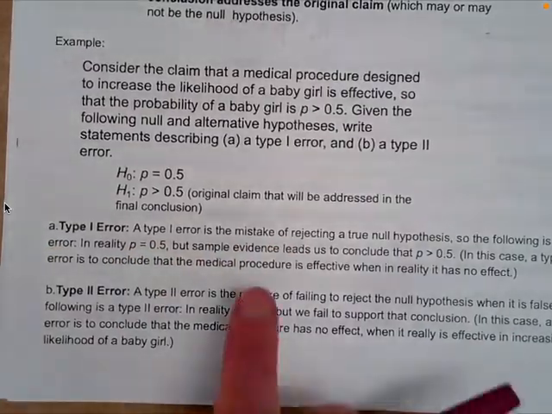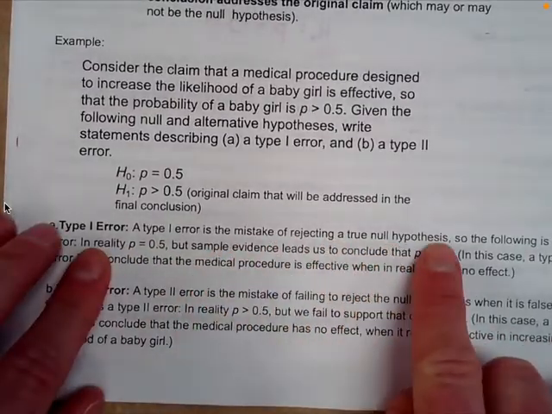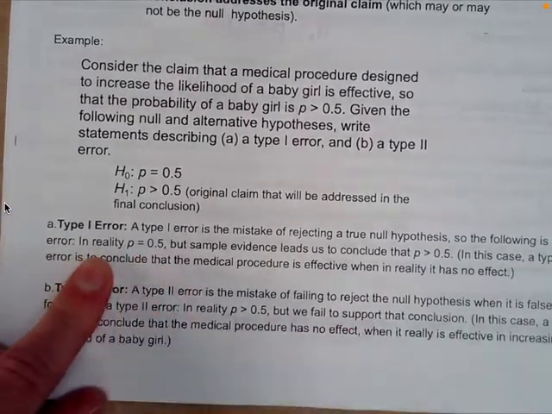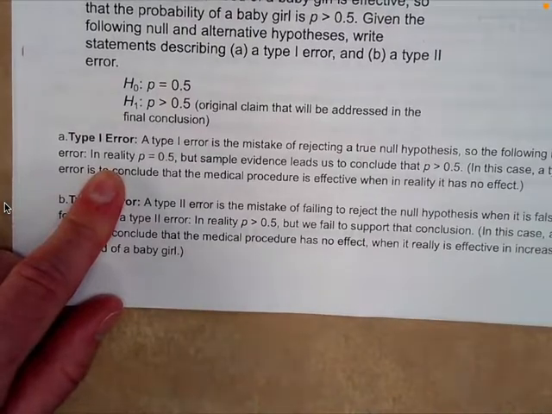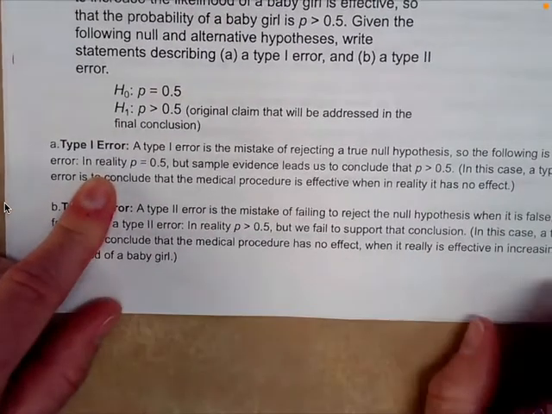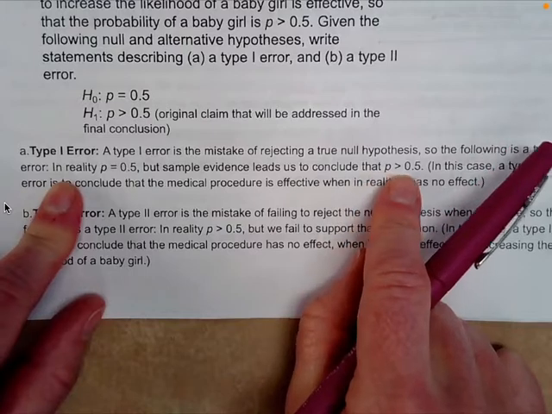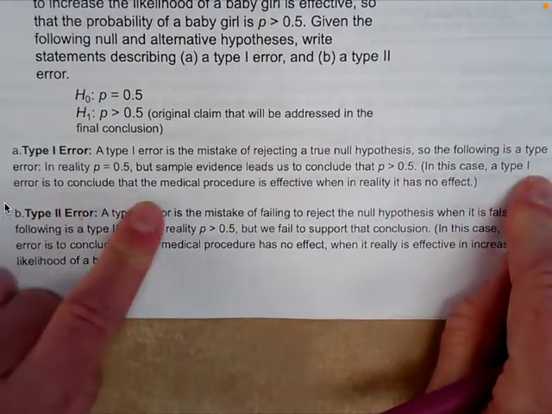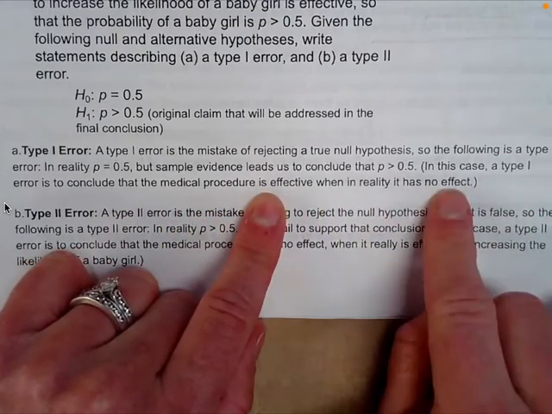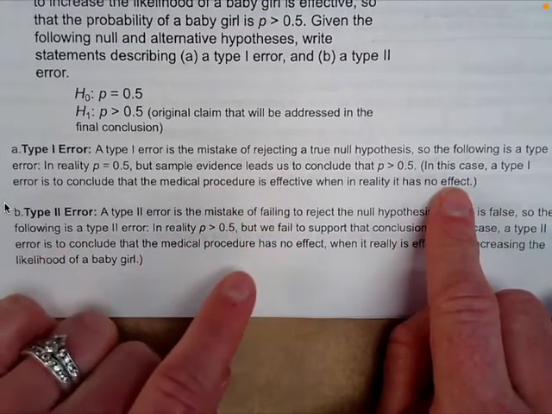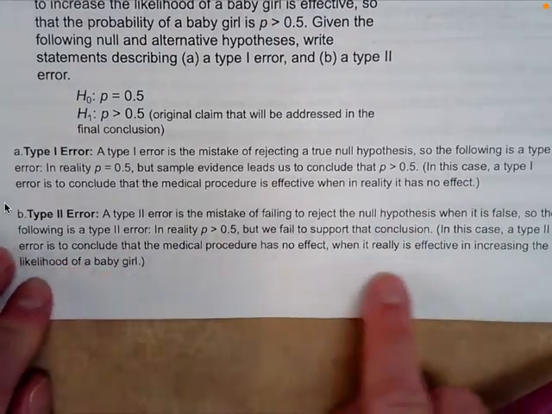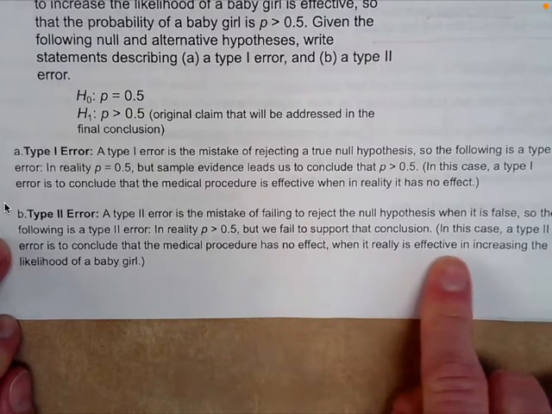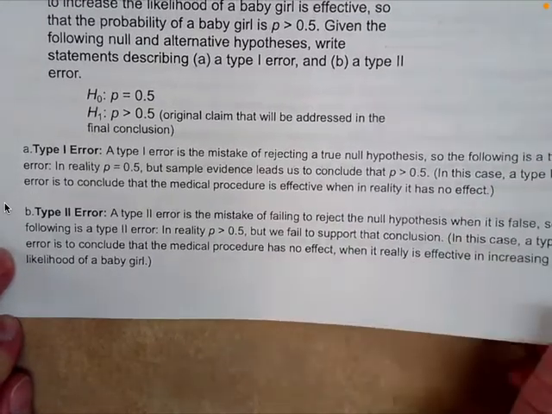So a type 1 error would be the mistake of rejecting the true null. In reality, the probability of having a baby girl is 0.5. But sample evidence leads us to conclude that the probability is greater than 0.5. So in this case, you would conclude that the medical procedure is effective when it really has no effect. The type 2 error is when you conclude that the medical procedure has no effect when it is really effective in increasing the likelihood.